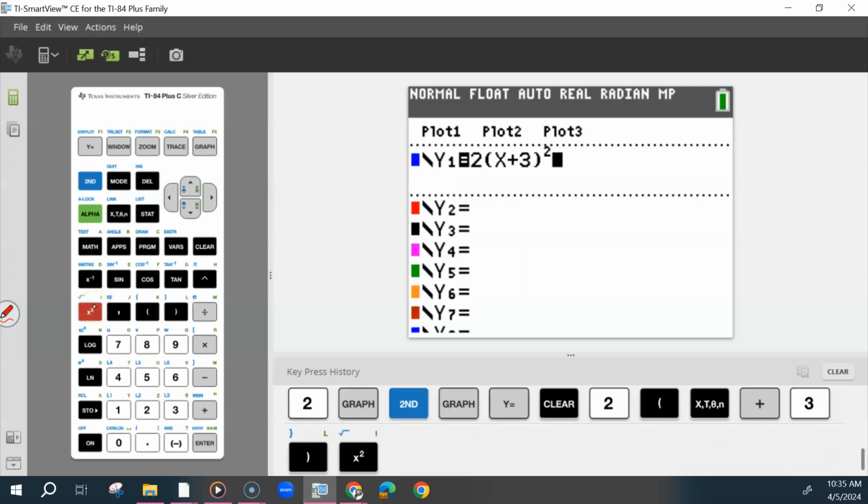Just don't forget the square. Type this into your calculator. Everyone type this into your calculator. And then go into your table.